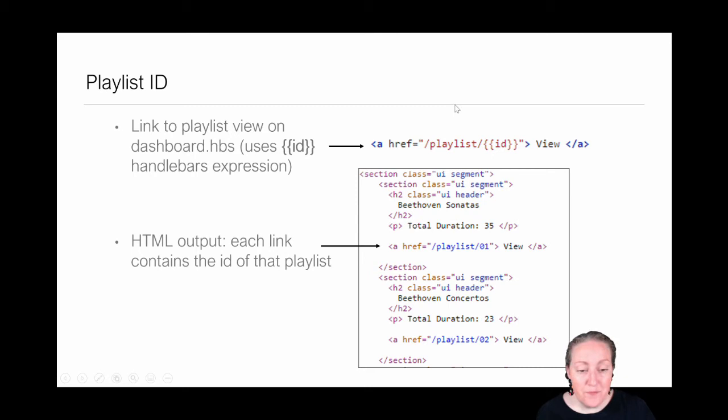So to recap, we saw there how we create our link, and the link will contain a handlebars expression ID that'll plug in the current ID for the playlist. So playlist 01 for the first one, 02 for the second one, and so on. And you saw then the HTML output for that. So our links will actually look like this: playlist/01, playlist/02, and so on.